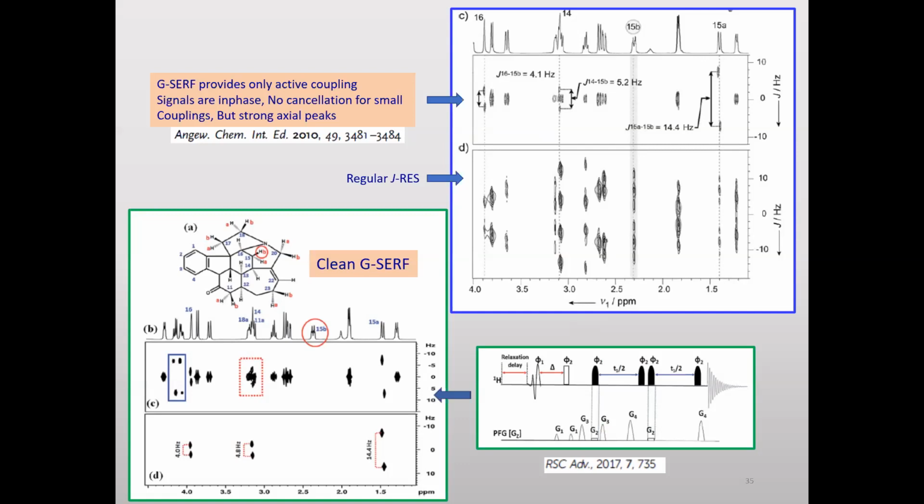But the problem is the axial peaks, and actually there is a way to get rid of these axial peaks, and this is a clean G-SURF developed in the group of Professor Suryaprakash. You can see that using clean G-SURF, one can overcome these axial peaks. This is the regular G-SURF, which is dominated by axial peaks. And at the bottommost, you can see that the clean G-SURF is very robust for the measurement of this kind of smaller couplings. So these are some other techniques developed by other groups.